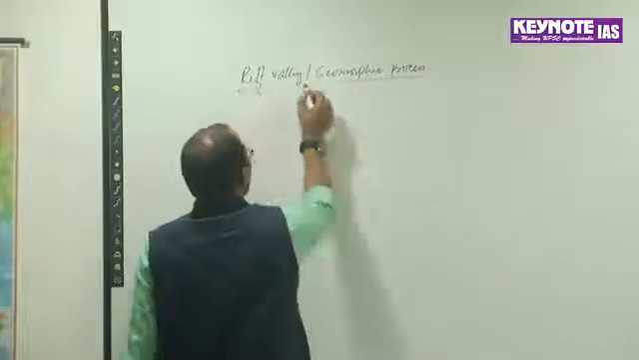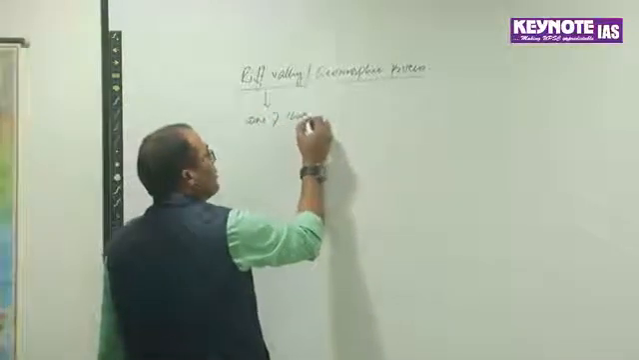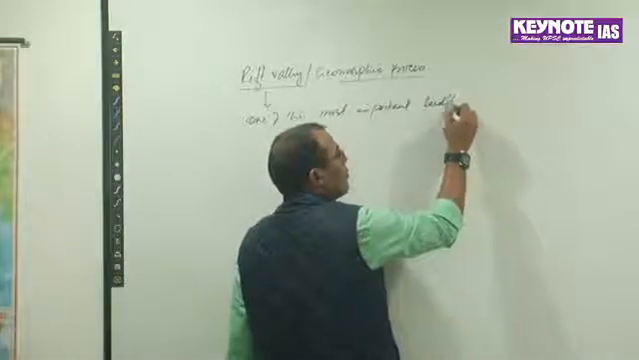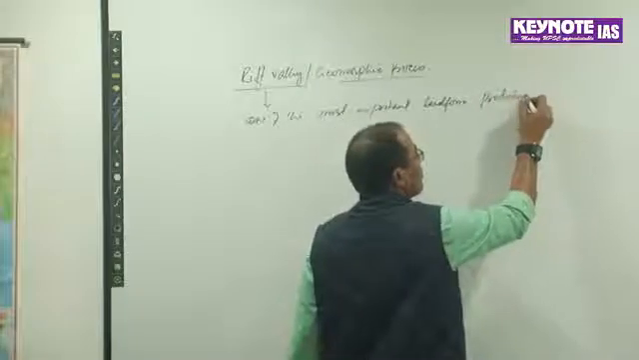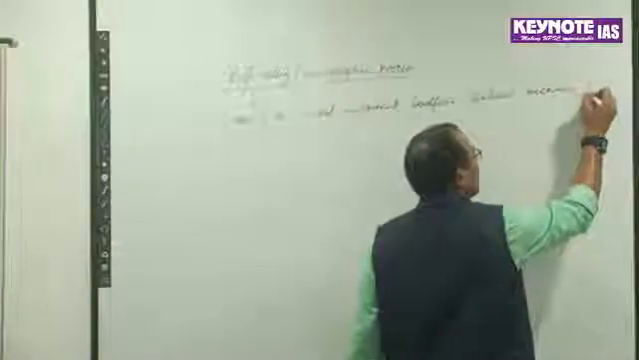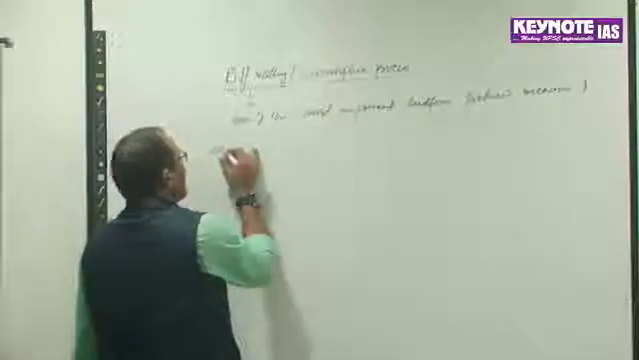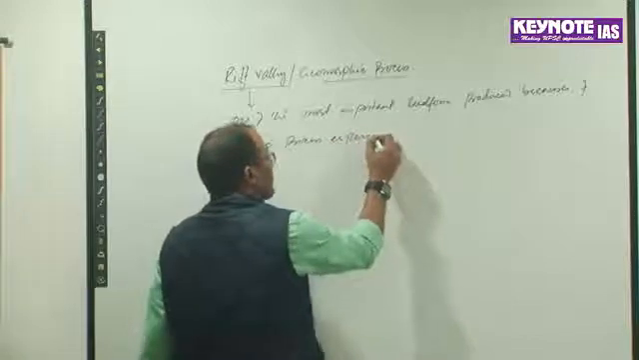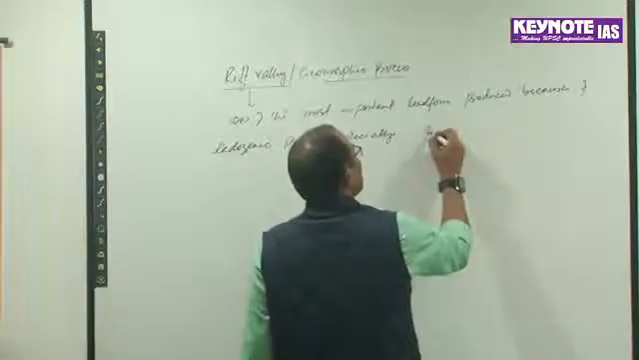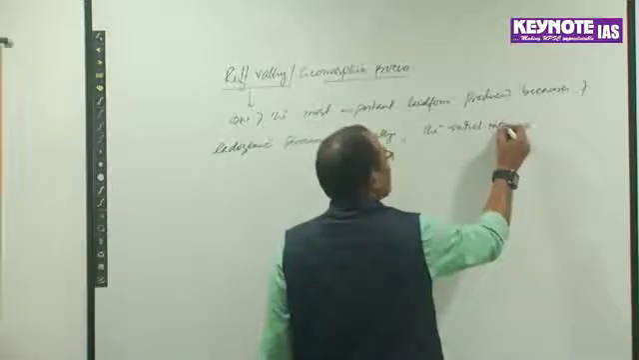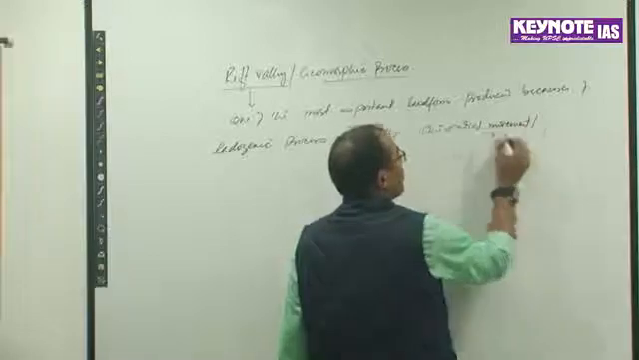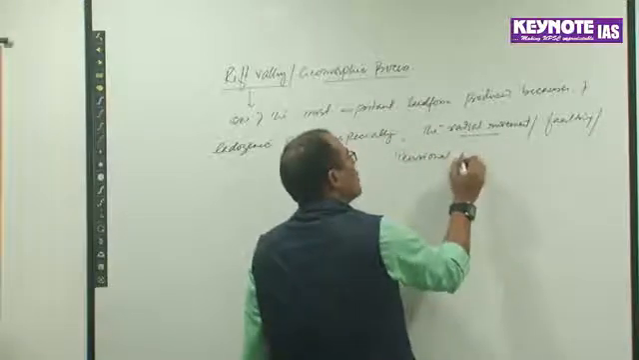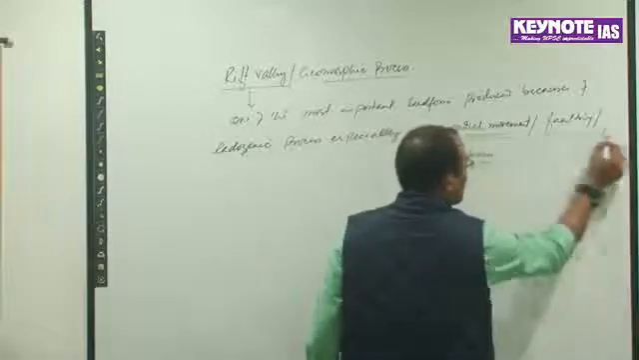Especially if you look at rift valley, it is one of the most important landforms produced because of endogenetic process, especially the radial movement or faulting or tensional forces. So this you are supposed to explain.